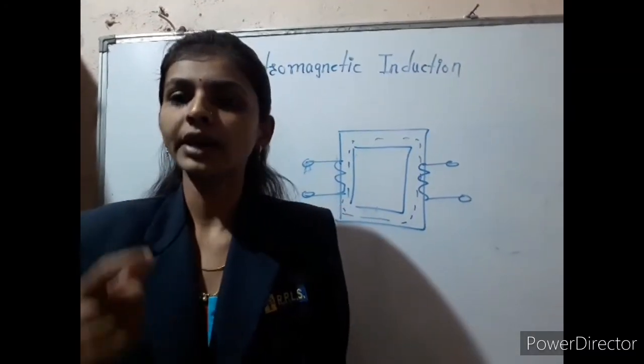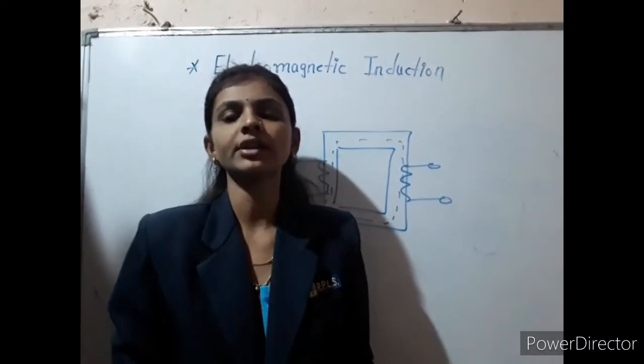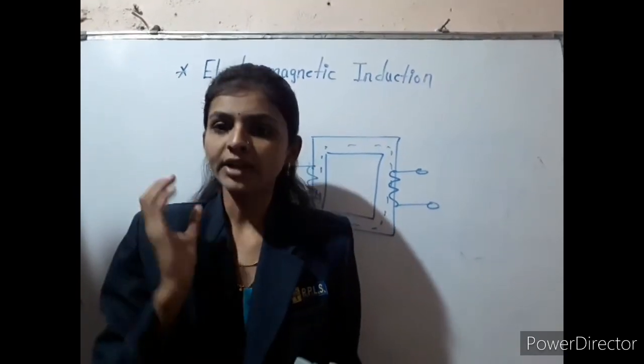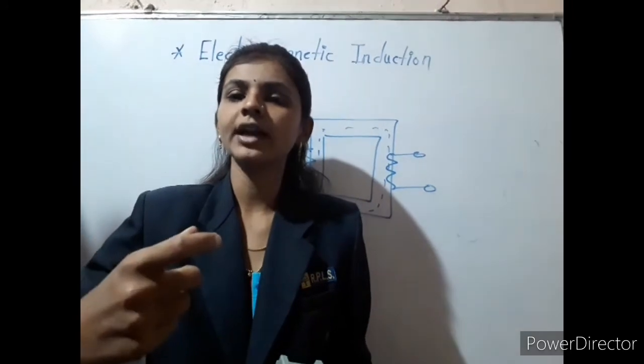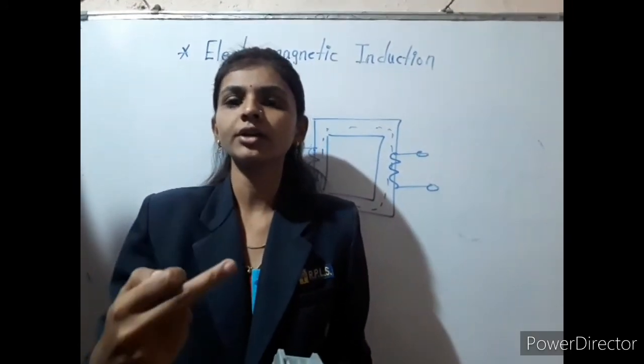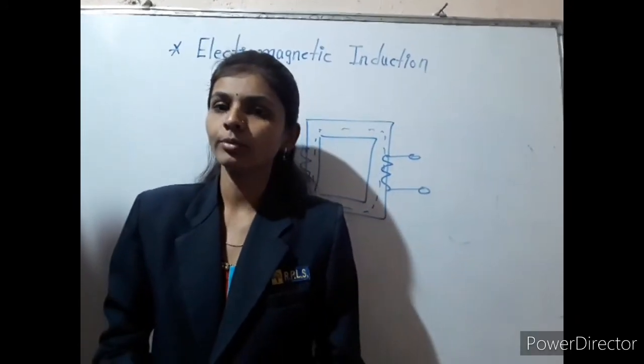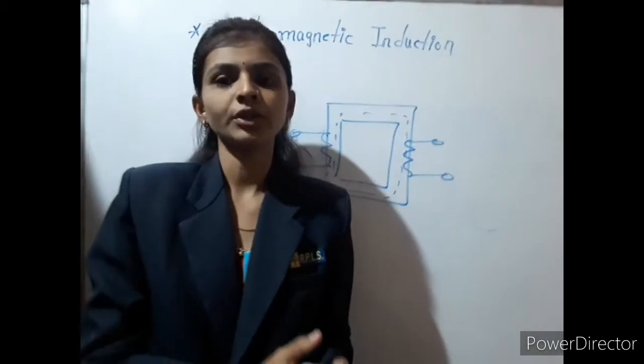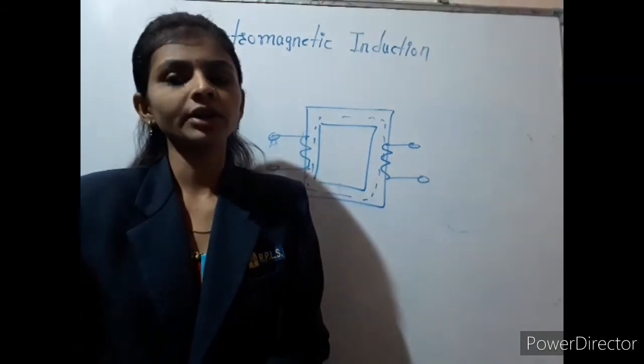And whenever we keep any bar magnet near an electric coil, the magnetic field lines are responsible for producing current through that coil. By using the galvanometer, we can find out whether current is flowing through the circuit or not. So these are related to electromagnetic induction.